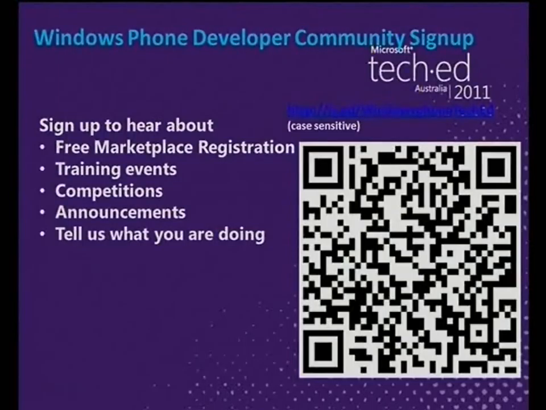So if you want a free marketplace account, save $100. Scan your little QR code or whatever reader you want. If you've got a Mango phone, Bing Vision does it. So that's another thing with Mango. Bing Vision does QR codes and Microsoft tags.